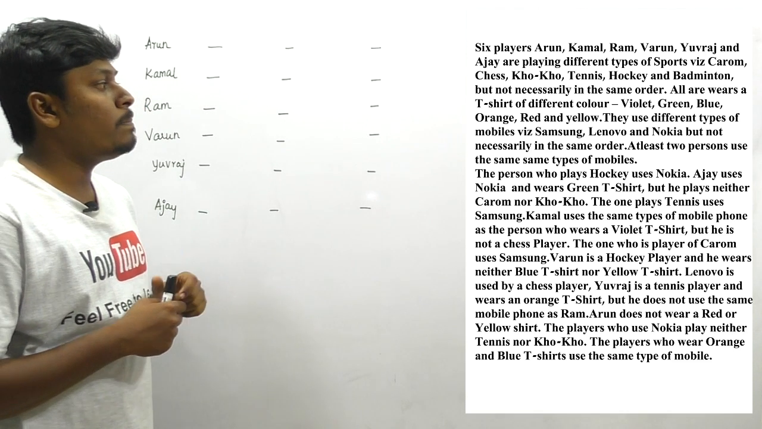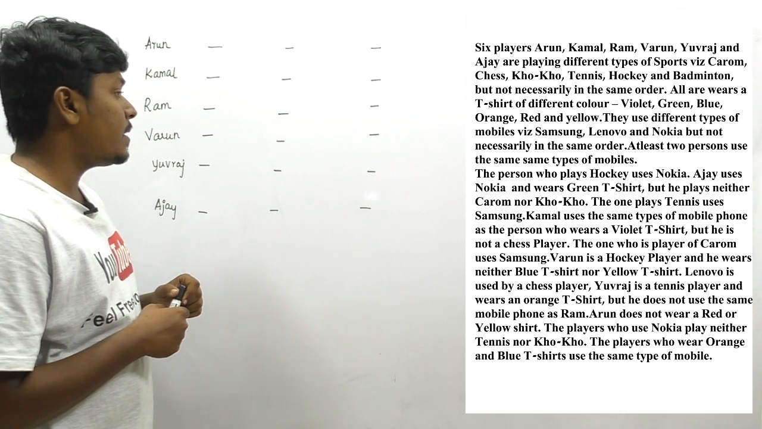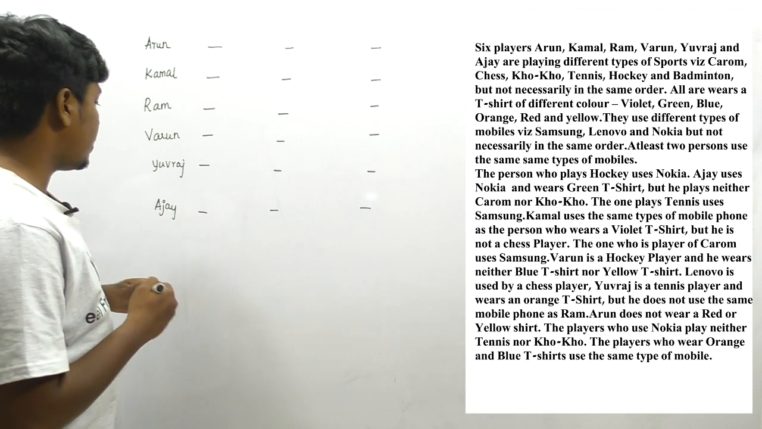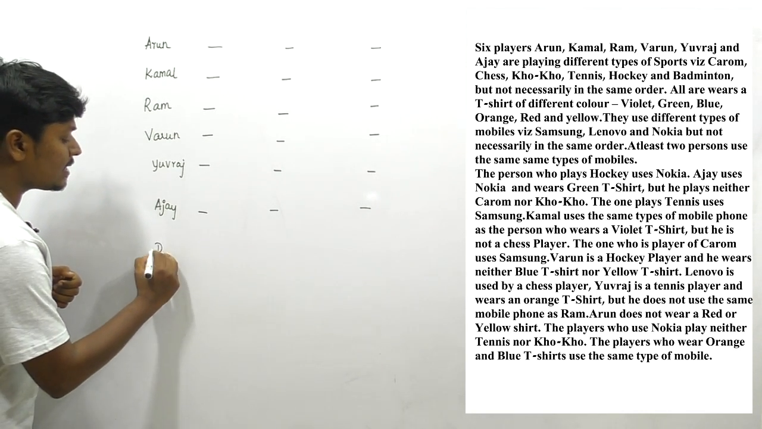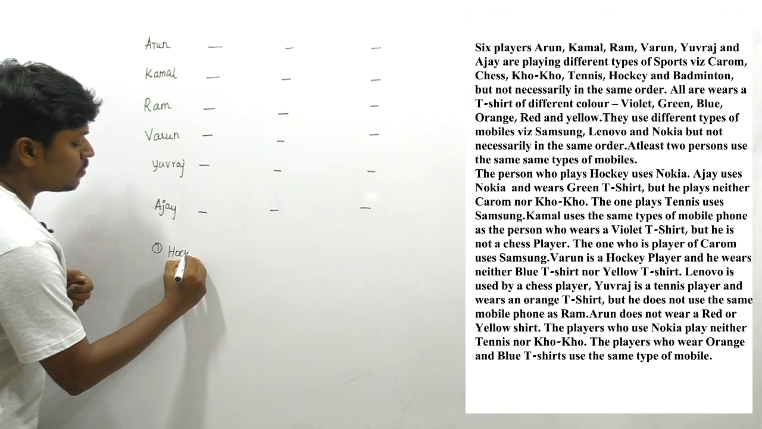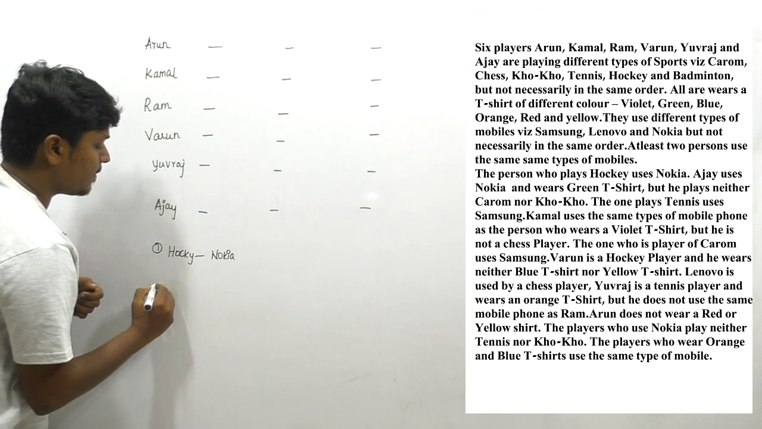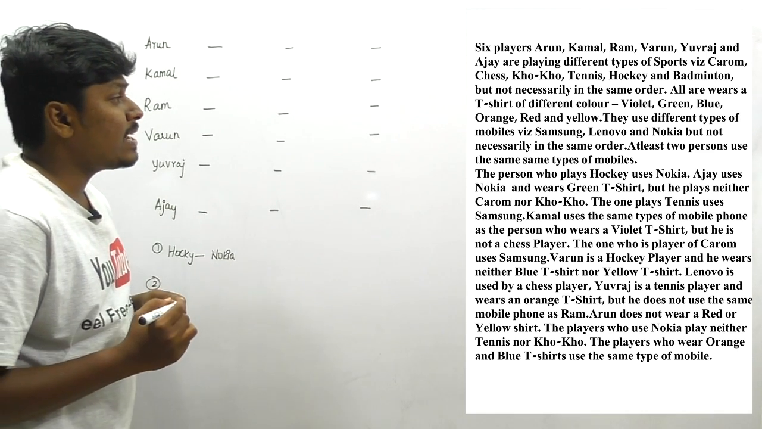The person who plays hockey uses Nokia. We don't know who plays hockey, so let me take it as condition number 1: the person who plays hockey is using a Nokia. Okay, let me see the second line, friends.